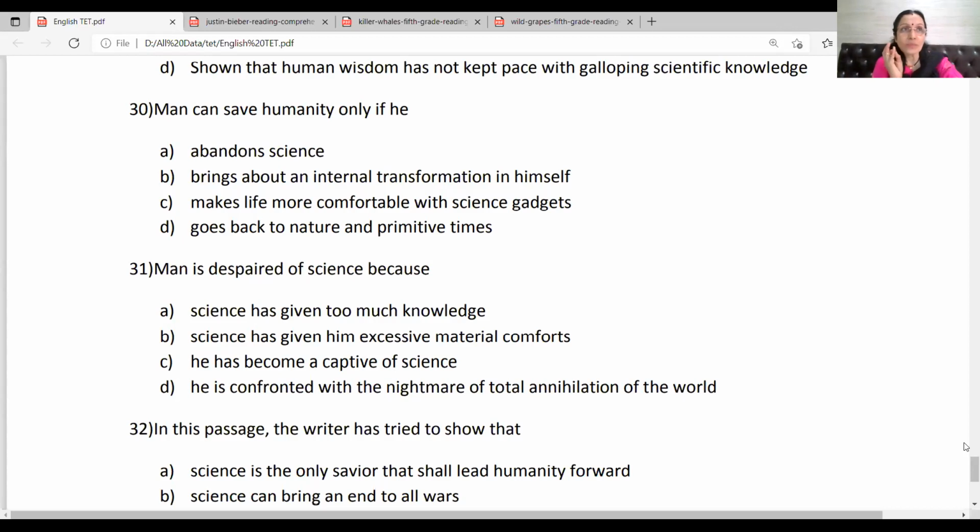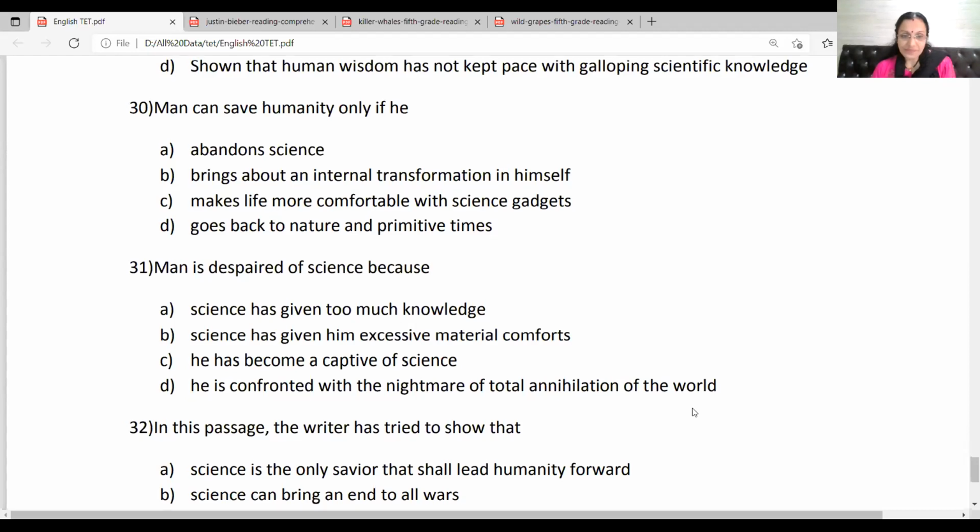Means he's talking about world wars. He's talking about concentration camps. He's talking about wars. Correct. So he's despaired of science because he's confronted with the nightmare of total annihilation of the world. Okay, there is despair because of science.